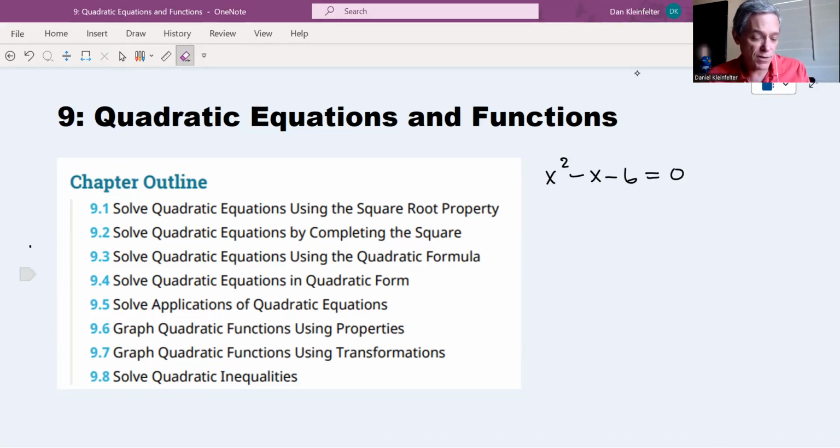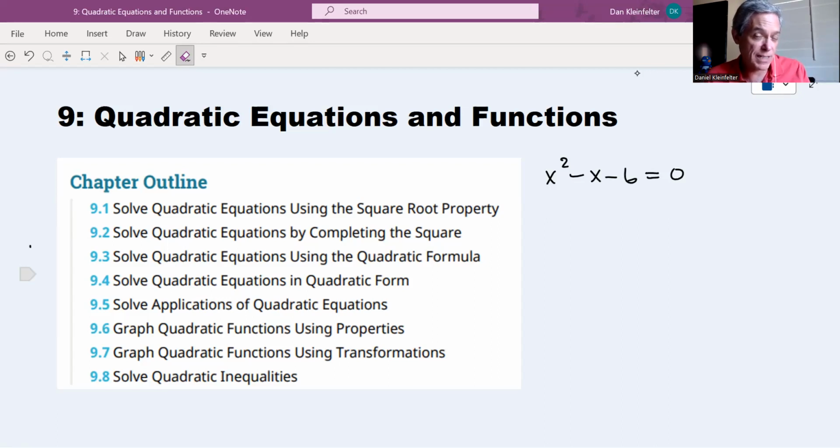Sections 9.1 through 9.3 all start out by saying solve quadratic equations. 9.1 says using the square root property. That's going to be the subject of this video. Completing the square, and then the quadratic formula, yet another video. So basically 3 different ways of solving quadratic equations. 9.4 says solving quadratic equations in quadratic form, which we'll have to see what that is when we get there.